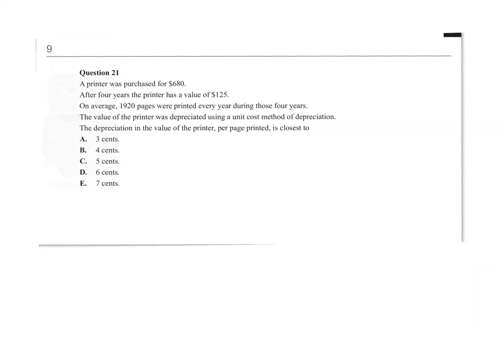Okay, question 21. The printer was purchased for $680. So when they say purchase, always good to put V0. It'll help you remember. After 4 years, the printer was at a value of that. So you could write V4 is 125. On average, 1920 pages were printed every year during the 4 years. The value of the printer was depreciated using a unit cost method. So the depreciation value, so that D value, is per page. So hopefully you've gone unit cost. So we'll go get the unit cost formulas.